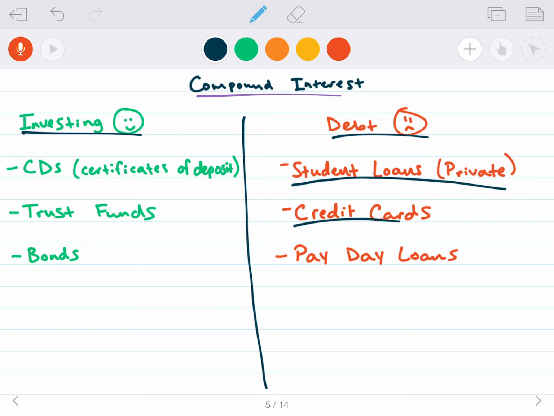Also, credit cards. We're going to do an example where we actually compute how much you would owe on a credit card based on some interest rate. And these payday loans, this is the loan shark people, they usually have some crazy type of interest rate. But again, all three of these use compound interest.